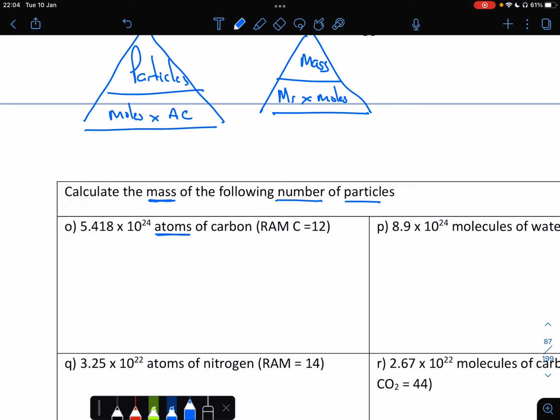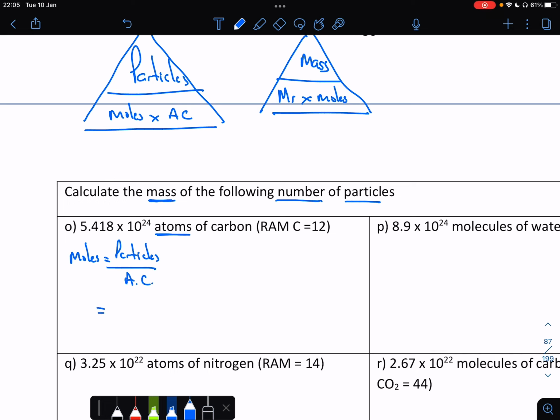The first job is to convert that number of particles into moles. So I'm using this first triangle and I'm finding moles. So moles is particles divided by Avogadro's constant. So let's write that down. So my moles is going to be the number of particles divided by Avogadro's constant.